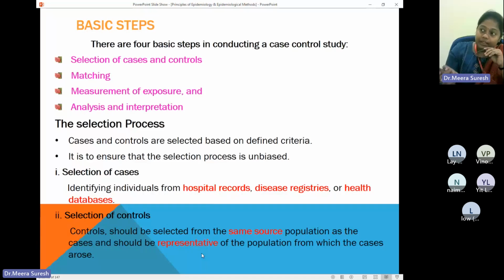Otherwise, if it is confined, your report is confined to only 30 people or 40 people whom you have studied, it doesn't have any validity or any use in a general population. So, whenever we take a sample, we should be very sure that it is a true representative. So when we take the cases from hospital records, we need to take the controls also from the same population, not from a different one. And they should be a true representation of the population so that the result we get, we can apply to the whole population also.